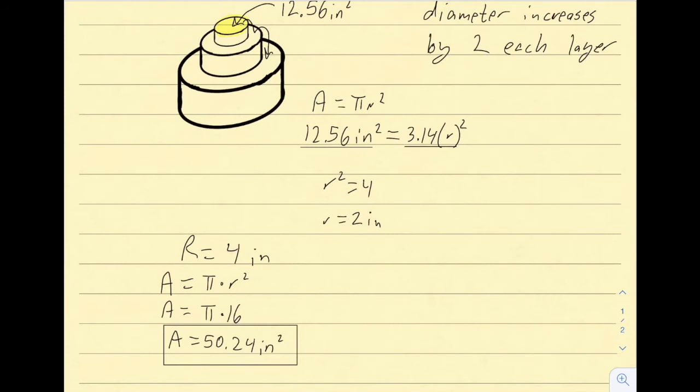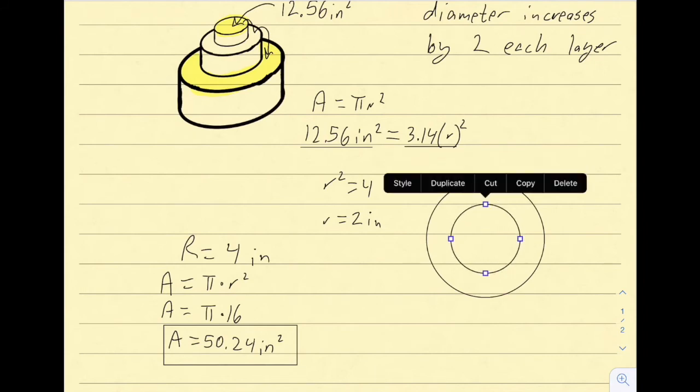We found the bottom area of the entire thing, but it really only wants us to find the outside ring. So we need to subtract something from that. The outside ring, if we were looking at it vertically, we'd have a circle, and we're cutting a circle out of it. So we have this circle within a circle, and we're only interested in this outermost area here.